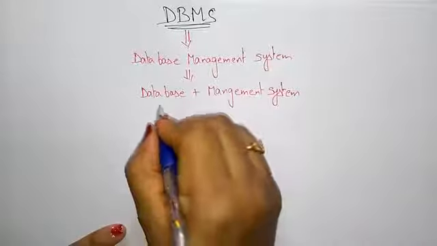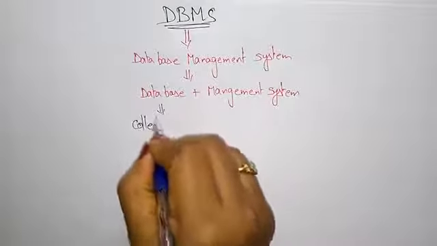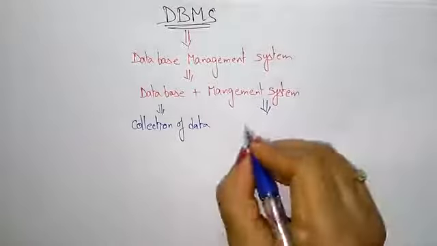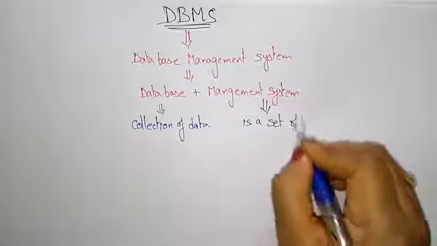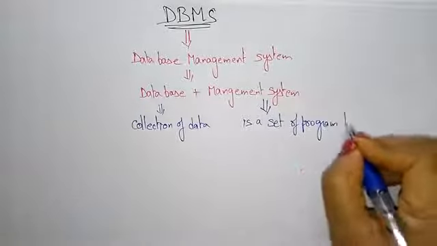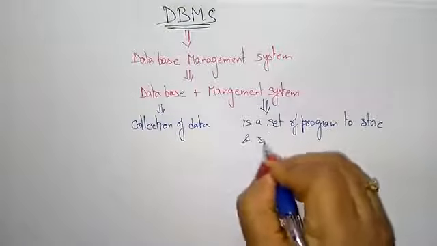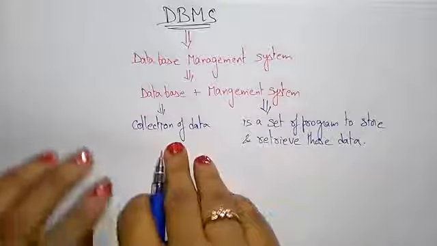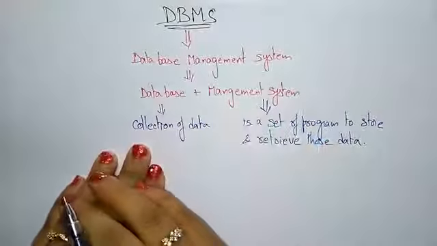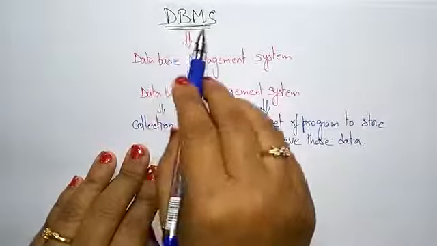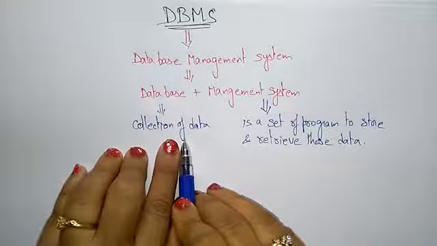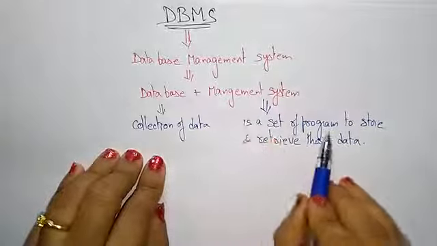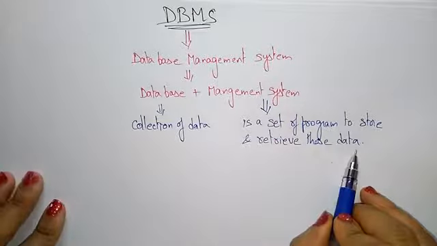A database is nothing but a collection of data. Then what about the management system? Management system is a set of programs to store and retrieve those data that is present in the database. So this is the combination of the database management system. As a simple word, a database management system is a collection of data which performs a set of operations like retrieving data, storing data, like that.